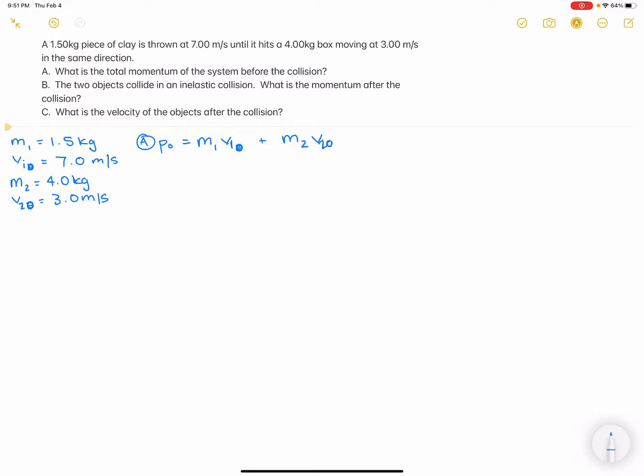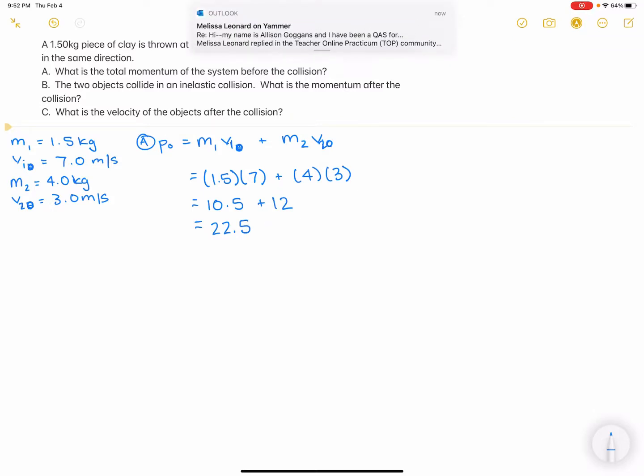Okay. And then now we can just plug in our numbers. Okay, so let's see, we have 1.5 times 7. That's going to be 10.5. And then we have 4 times 3, which is 12. Probably should have known that. And that's going to give us 22.5. And the units for momentum are this.